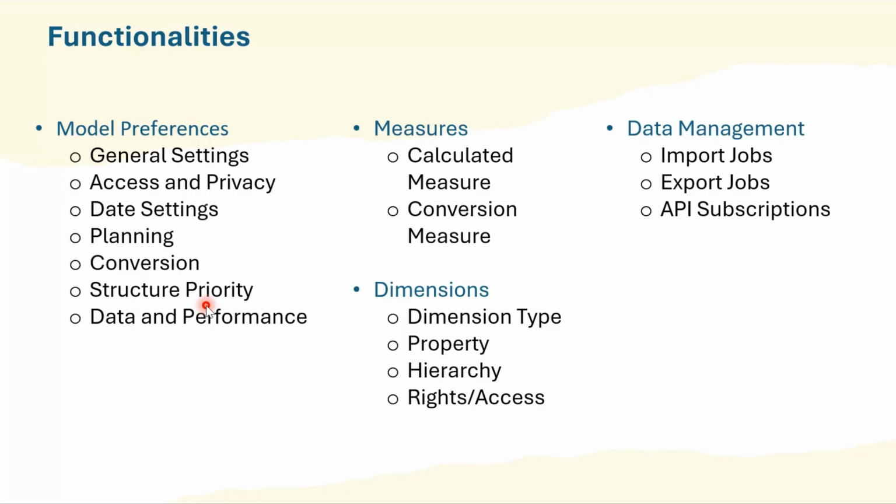So in case of both, which of the two will take the priority, you can define over here. Then you have data and performances. So data and performances, you can control the data quality over here, like enabling the data validation rules, so that users won't be able to post any irregularities or data of poor quality which is not acceptable by the system. So those can be controlled, defining the rules for data validations. So these will be the settings you will see under model preferences.